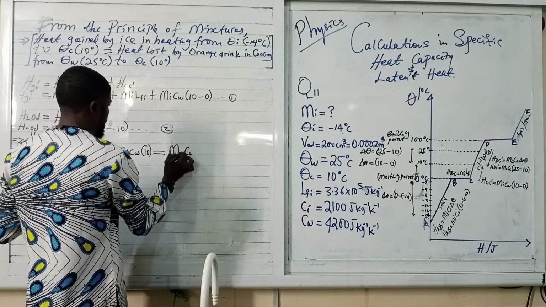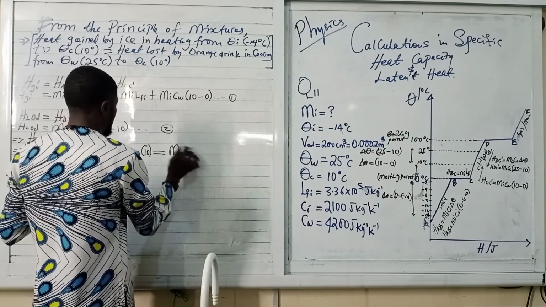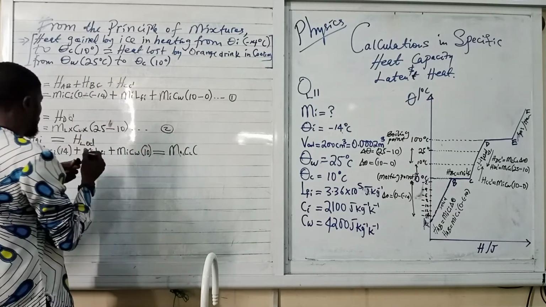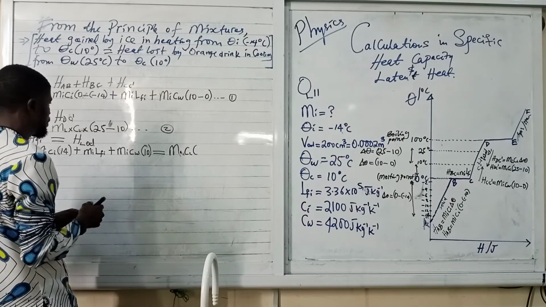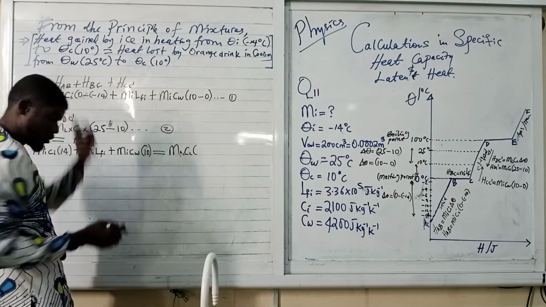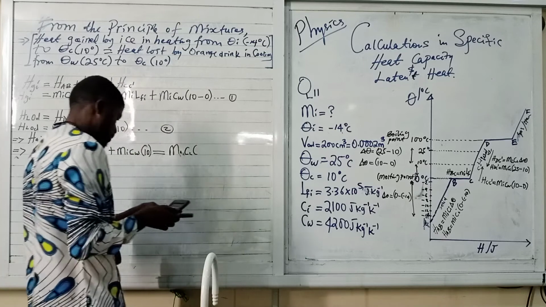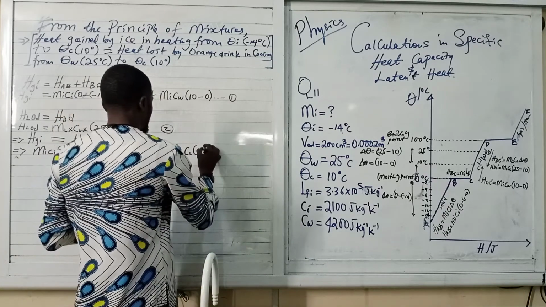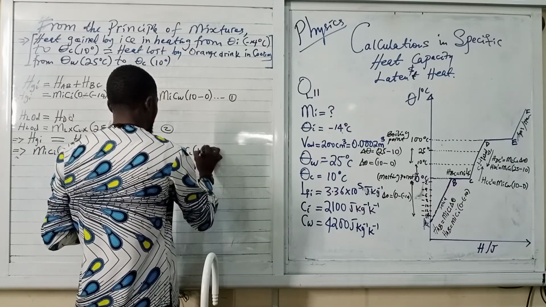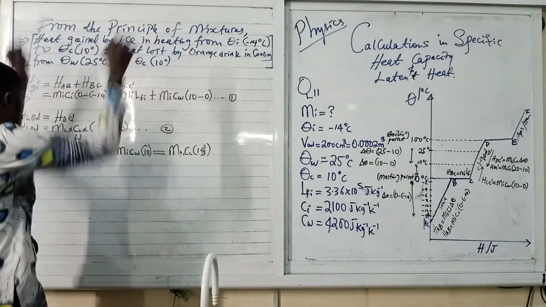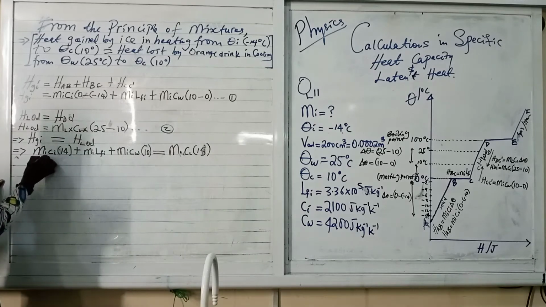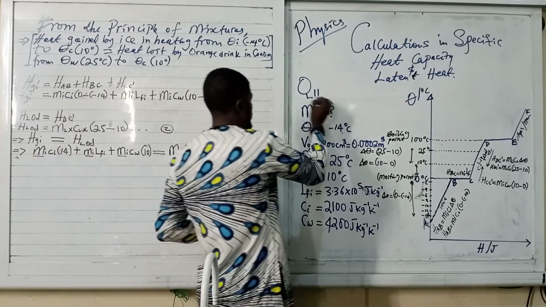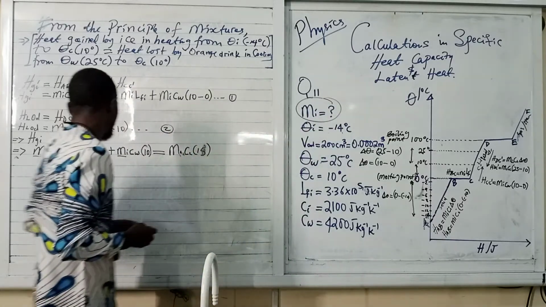Mass of water, or mass of liquid. See the same thing. Into what? 25 minus 10 will give you 15. So into 15. So we are going to make the mass of the ice the subject of the formula. This was what was asked for us to find in the question.